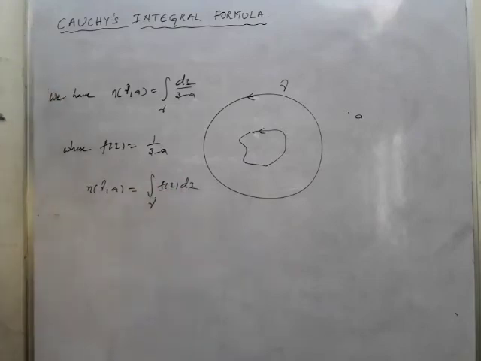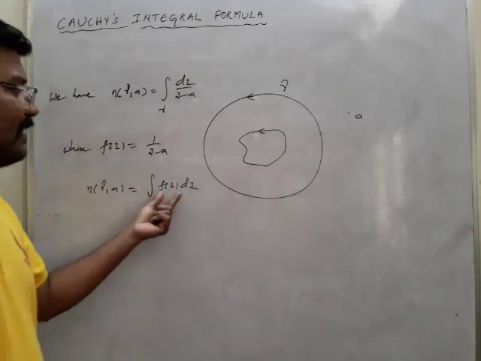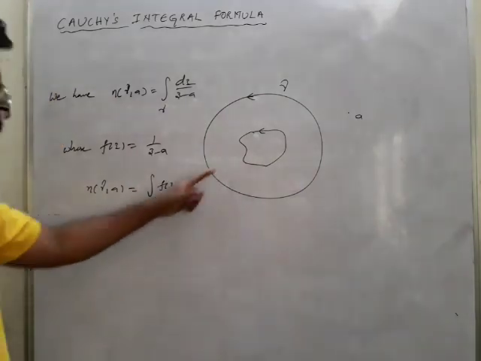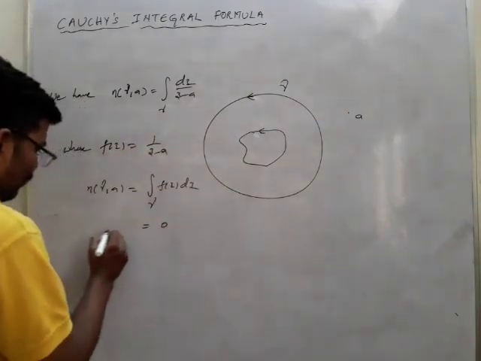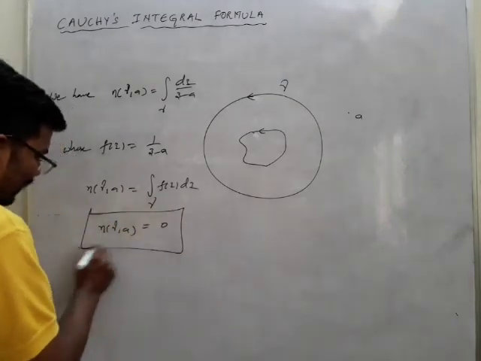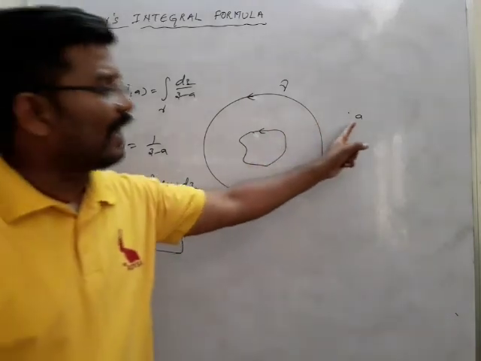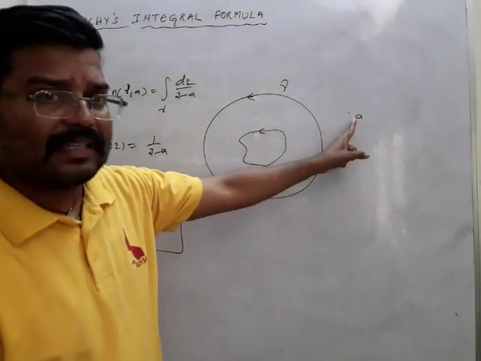Now according to Cauchy's integral theorem, f of z is analytic. Whenever f of z is analytic inside the region, then I can say that this integral is nothing but 0. So n of gamma comma a is nothing but 0, where a is outside. So the winding number n of gamma comma a, for a point which is outside, is 0.